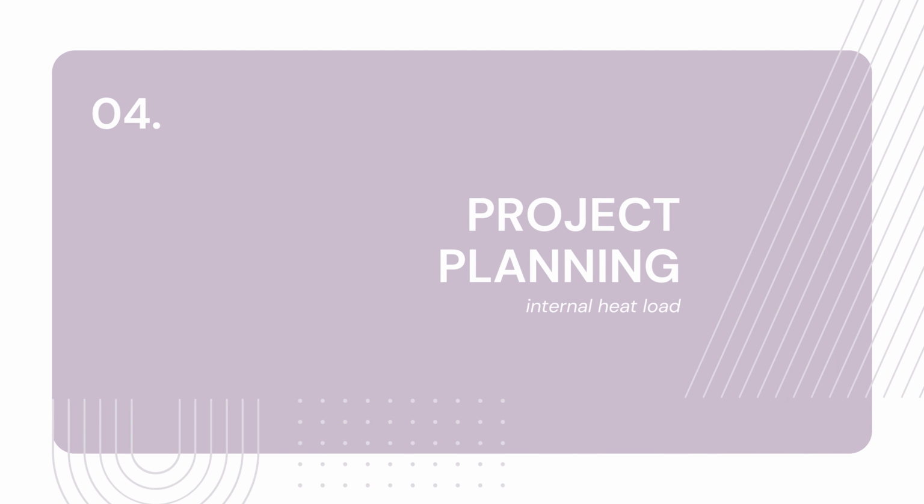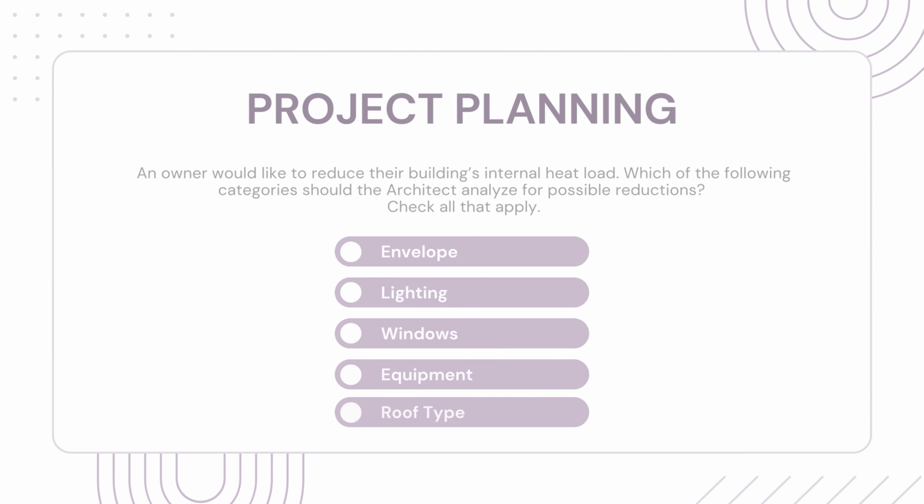Next up is project planning. An owner would like to reduce their building's internal heat load. Which of the following categories should the architect analyze for possible reductions? Check all that apply. Envelope, lighting, windows, equipment, roof type. Feel free to pause here to answer.